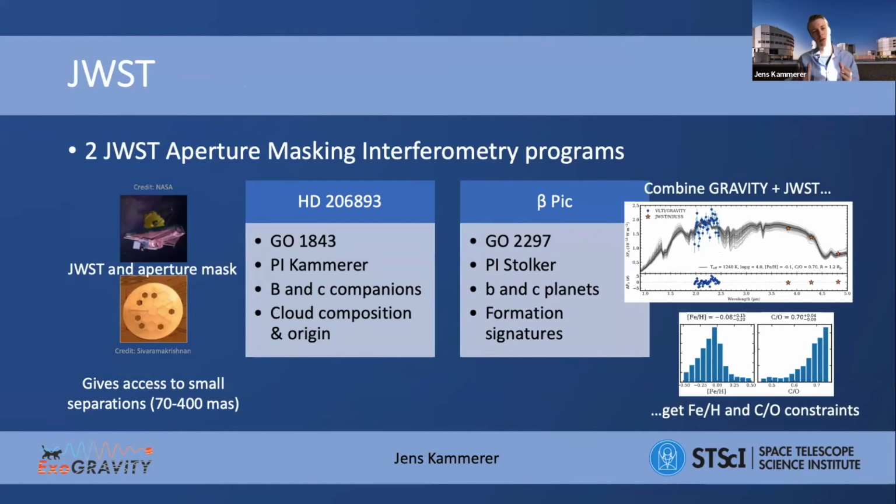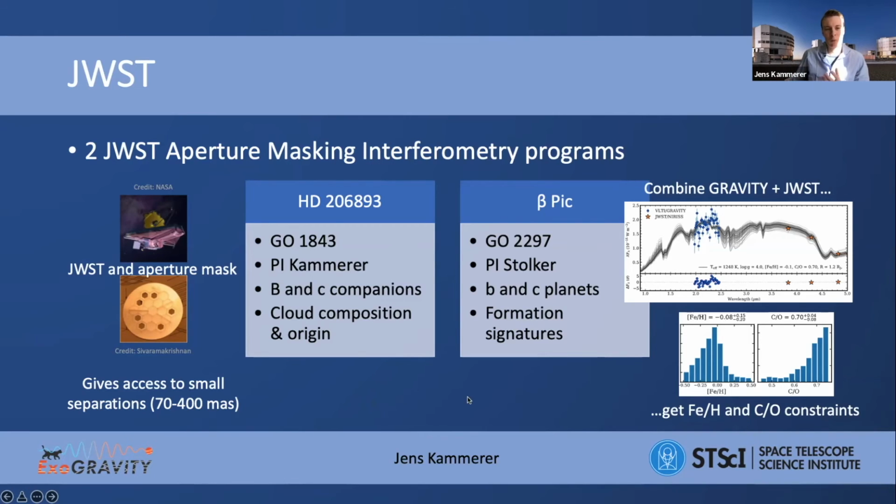So this is basically giving you an outlook into the future. What we are trying to do is combine our GRAVITY spectra of HD 26893 and Beta Pic companions with James Webb L and M band photometry. This will give us better constraints on the metallicity and also on the C/O ratio, especially for the innermost planets in these systems. From that, we can learn something about, for example, the cloud composition and the origin of the extremely red color in HD 26893 b, but we can also study the formation signatures and hopefully learn something about the either carbon or methane dominated atmospheres of these planets.